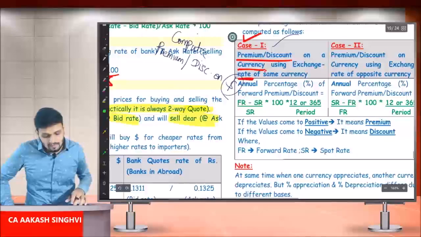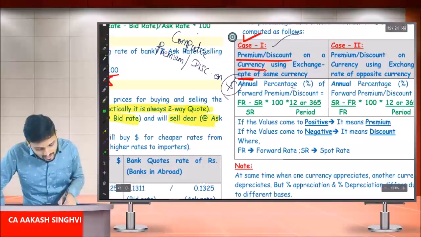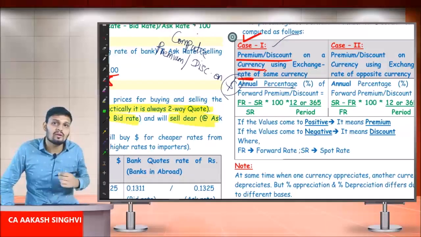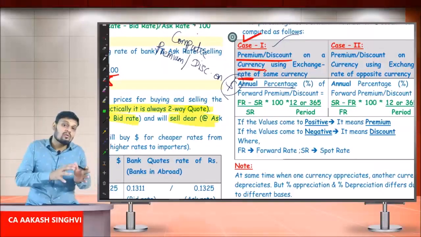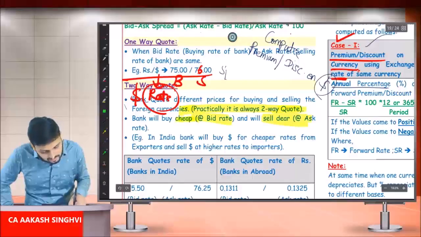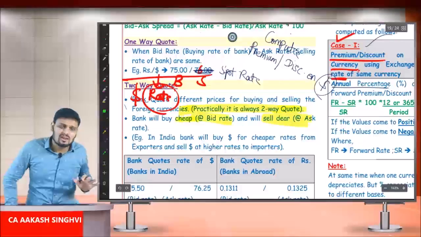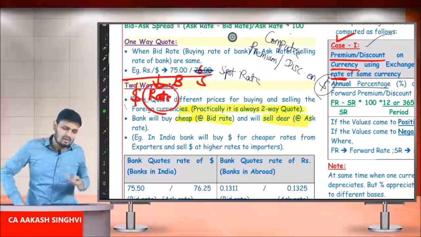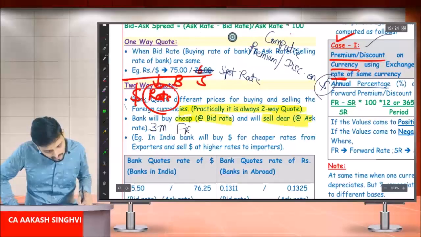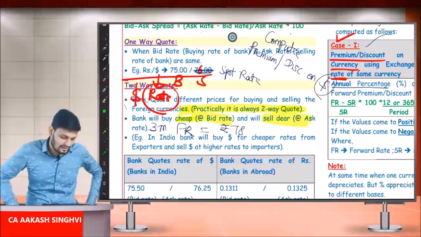Okay. So first case, annual percentage. Guys, whenever you are quoting the percentage of premium or discount, you have to convert it annually. What is annually? Just wait and listen to me. So this is the spot rate. Let us assume ask is also not there. We are having only the bid rate. Okay. Now the 3 months forward rate they have given you, rupees 78. Rupees 78. Okay.